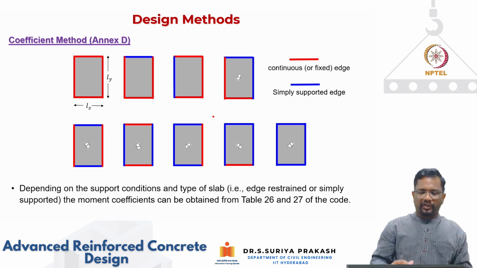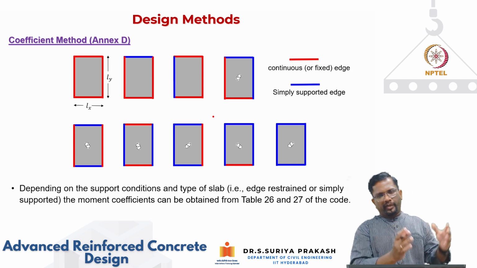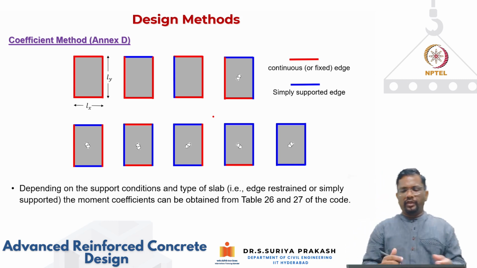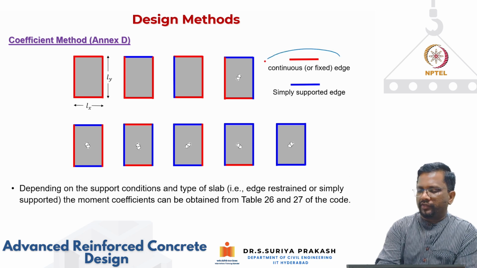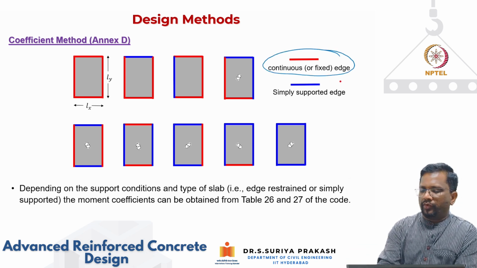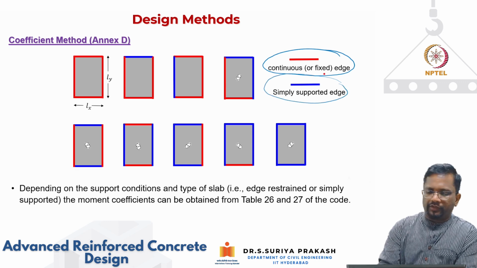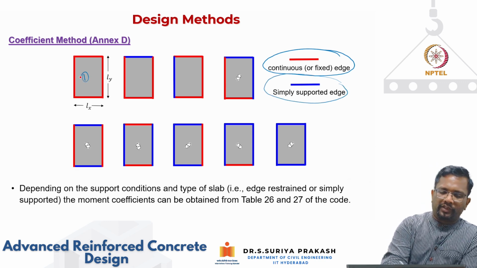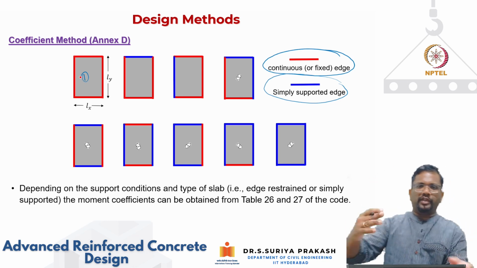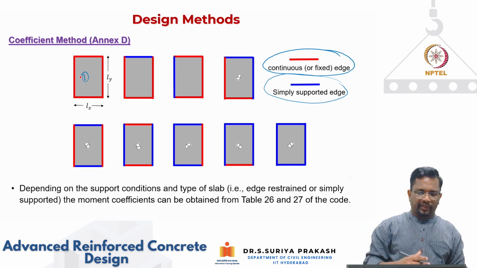Okay, now let us look at it. Depending upon where the panel is located, you can have 9 different boundary conditions. The red color is a continuous edge or a fixed edge. The blue color is a simply supported edge. So now you can have the very first case: all 4 sides of the panel can be continuous. That means I can have the slab continuous in all 4 directions.